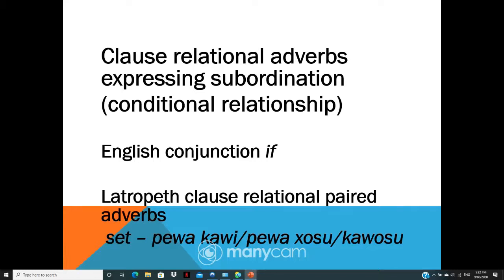Now let's look at conditional relationships. So in English, you've got your conjunction if. Latropeth approaches this with clause relational paired adverbs. Essentially, there is also a contracted single adverb version, which is the last one there, kawosu. So you've got pewa kawi, pewa osu, and kuwosu. Let's have a look at these a bit more closely and as to what I actually mean when I say this.